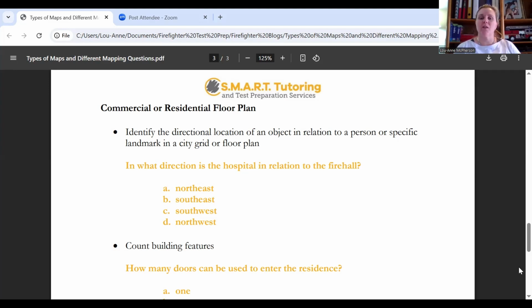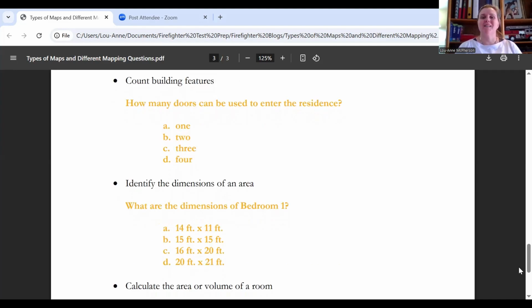You could be asked to identify the directional location of an object in relation to a person or a specific landmark. This question can be found on a commercial or residential floor plan and also on a city map. An example of this question is, in what direction is the hospital in relation to the fire hall? Another question you might be asked is to count building features like windows, doors, elevator shafts, and stairwells. An example of this type of question is, how many doors can be used to enter the residence?